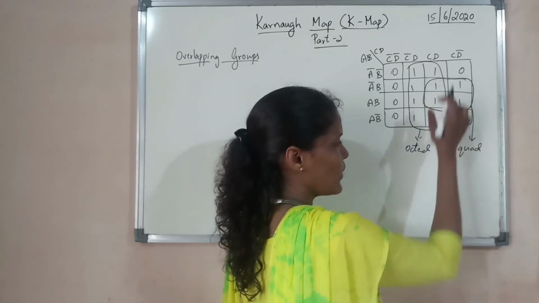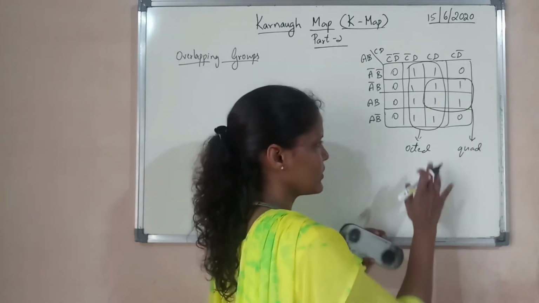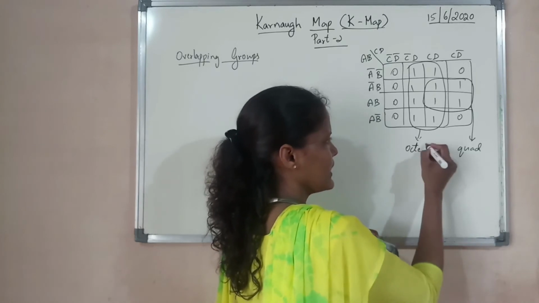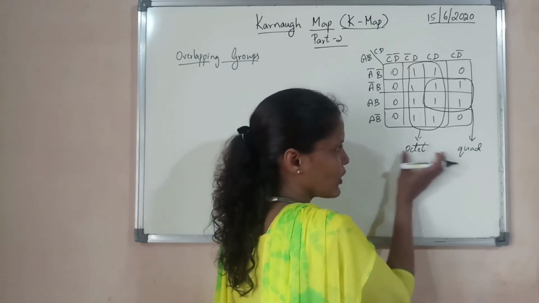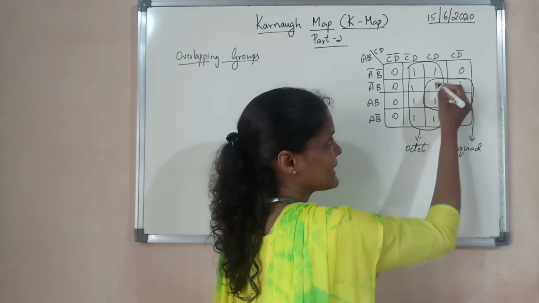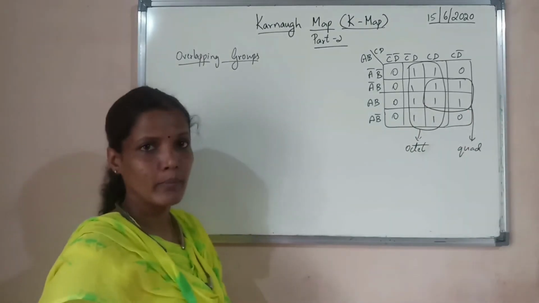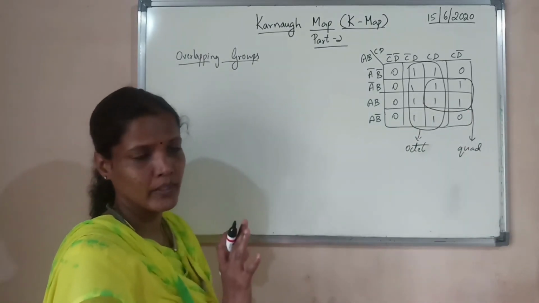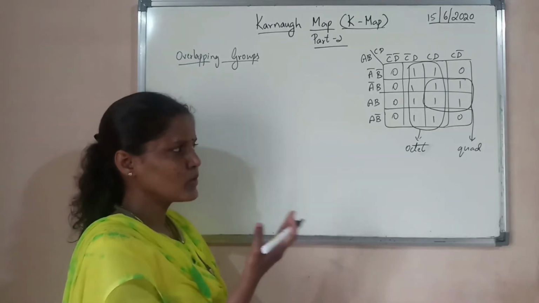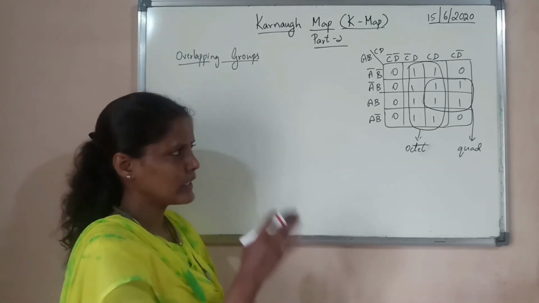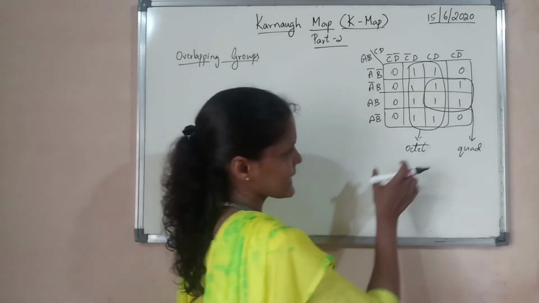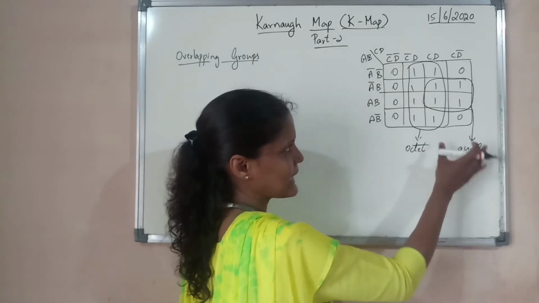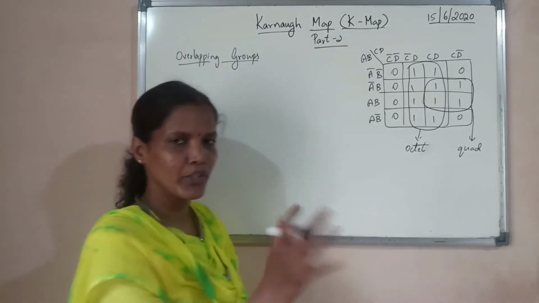So these two ones are used to group for both octet as well as quad, and this itself is called overlapping grouping. So what is the use of this overlapping grouping? Let us see now. Let us consider the expression for this octet separately and quad separately, then we are going to combine both of these terms.